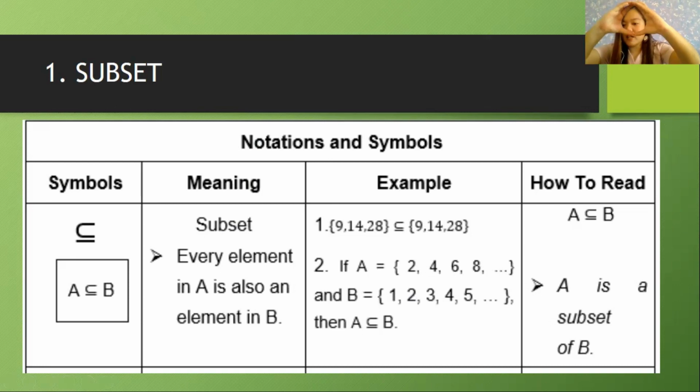So, B has more elements, while A has fewer elements. So, it is a subset of the bigger set. So, A is the subset of B. So, how to read? In symbol, this one. Now, how to read? A is a subset of B. Now, let's proceed to the next one.